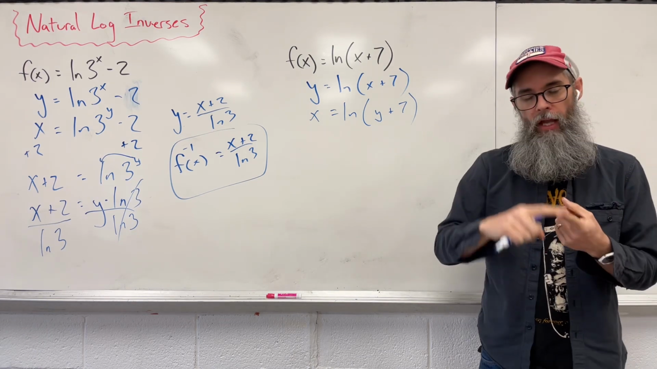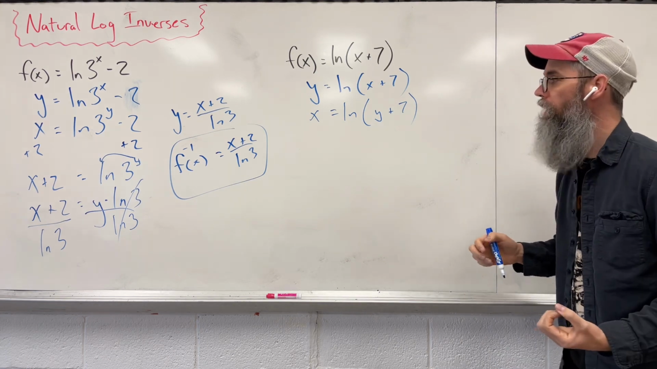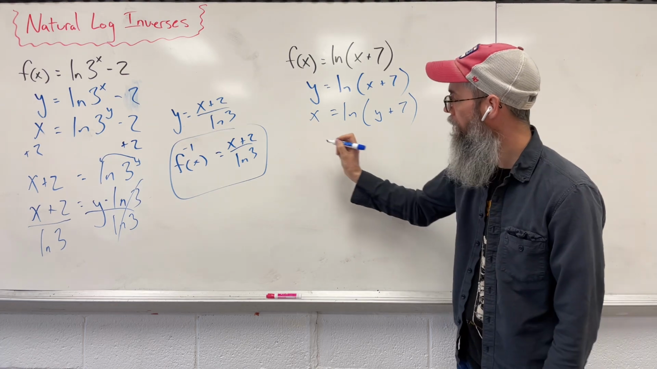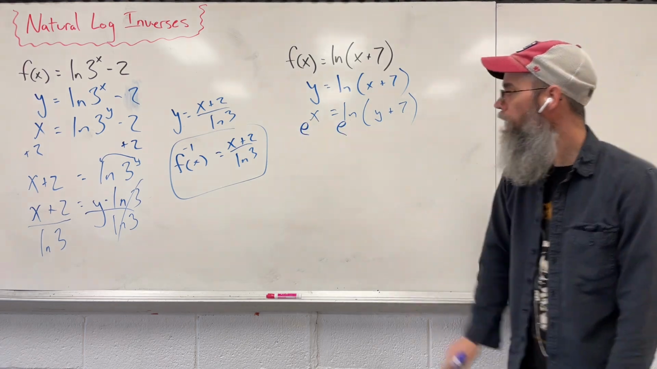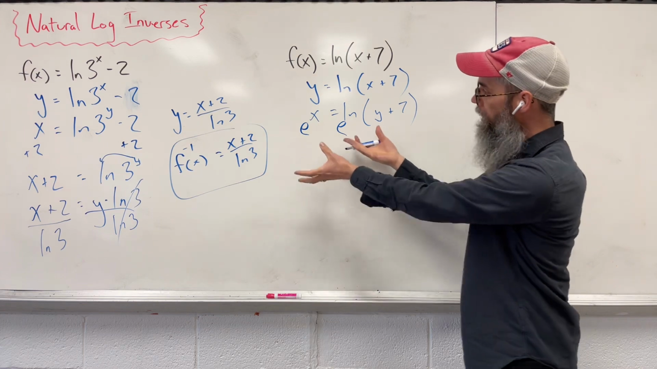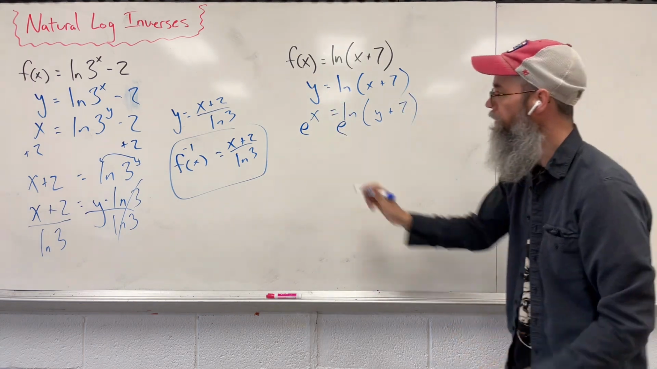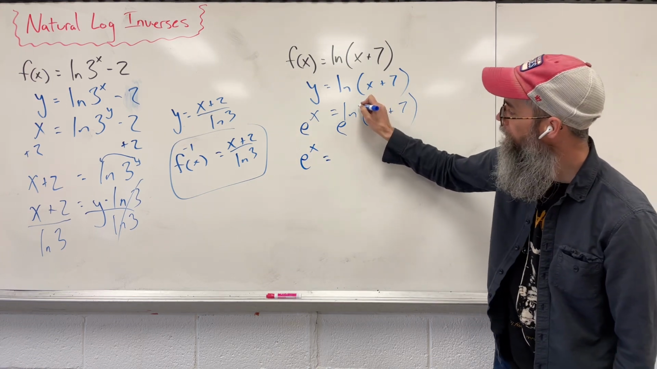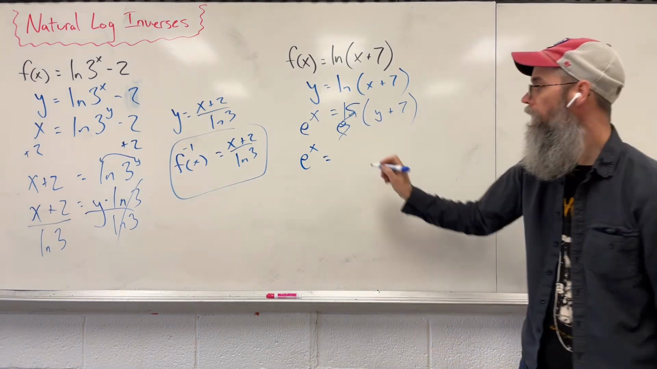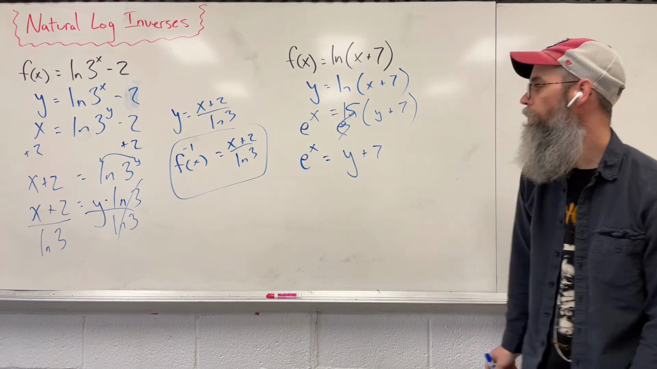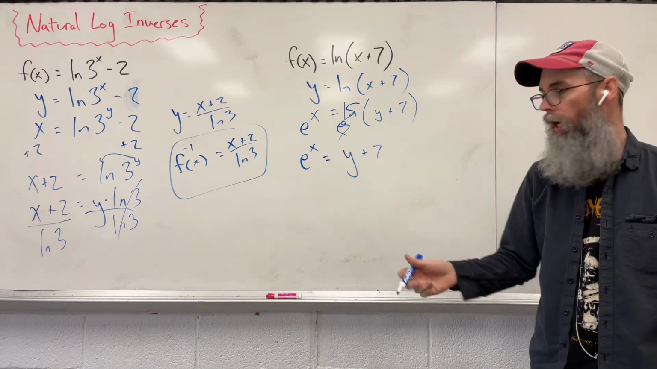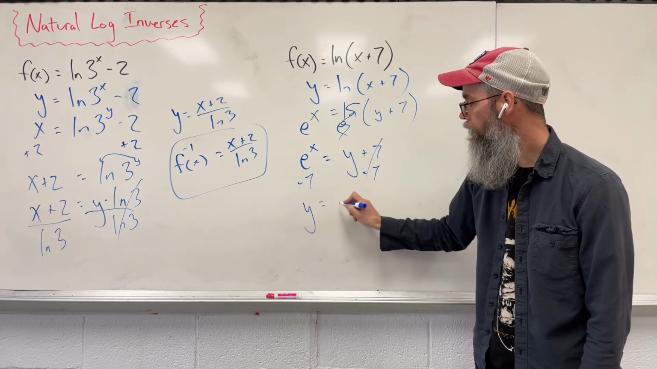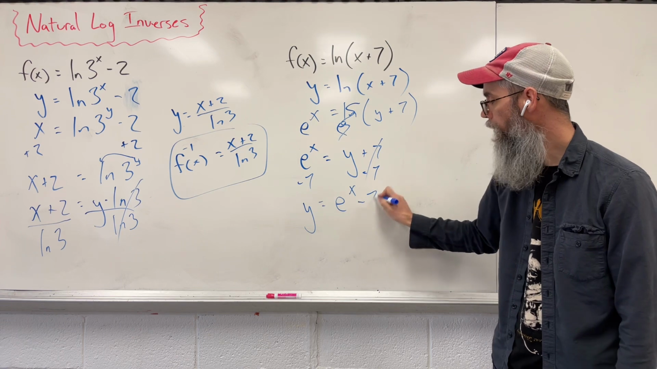When we're dealing with natural logs, the inverse operation of a natural log is that e function. So I could take the number e and raise it underneath. I could take e, put both of these as exponents, leaving us with e to the x equals, but what happens here is these two things cancel out with each other, leaving you with just y plus 7. Get that y alone, minus 7. y equals e to the x minus 7.